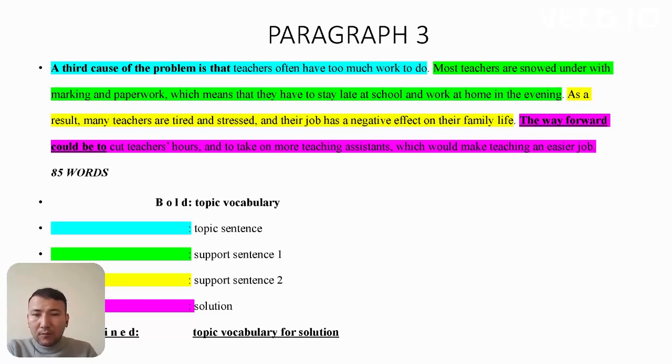So this sentence supports too much work to do for teachers. As a result, many teachers are tired and stressed, and their job has a negative effect on their family life. They don't have work-life balance. You can give this idea also. So this is also supporting why teachers have too much work to do, or what's the result of having too much work to do. So these sentences in green and yellow are supporting the main idea.